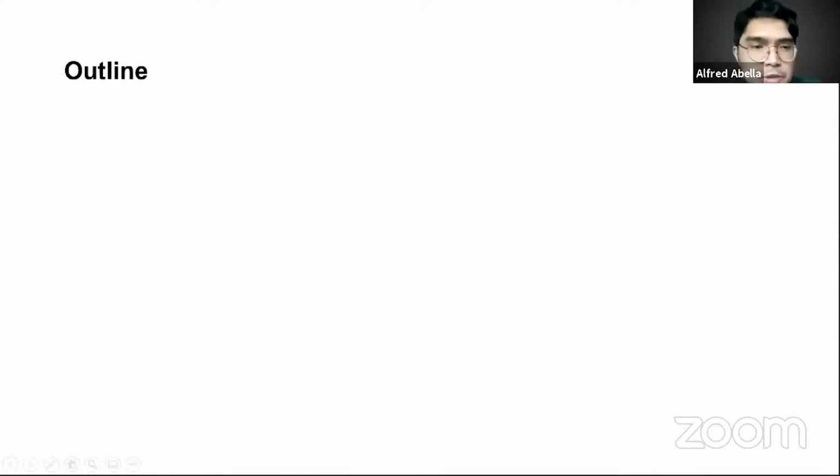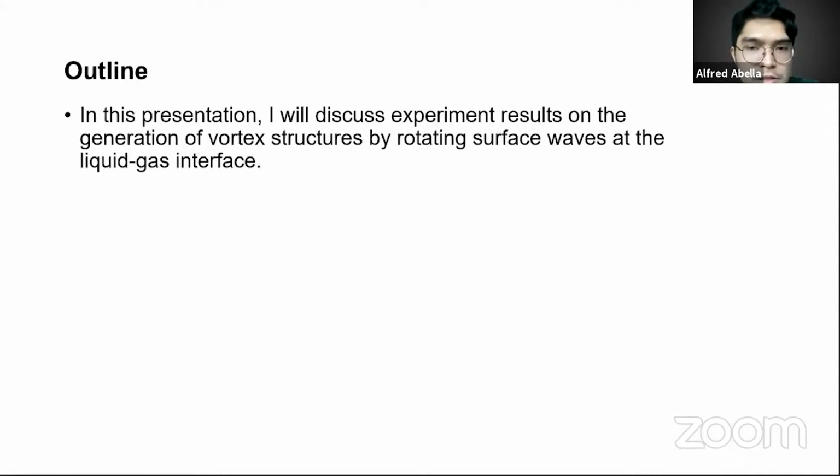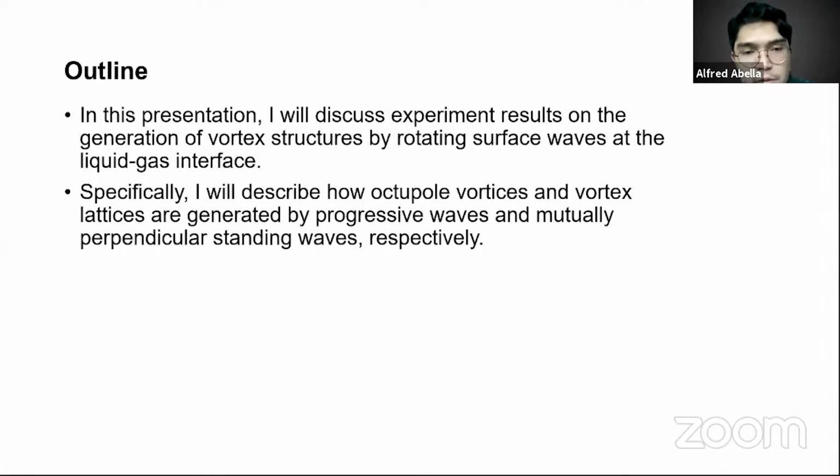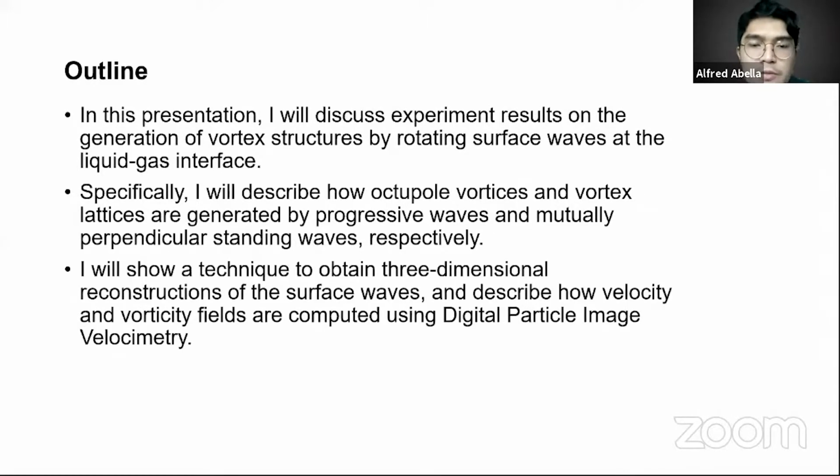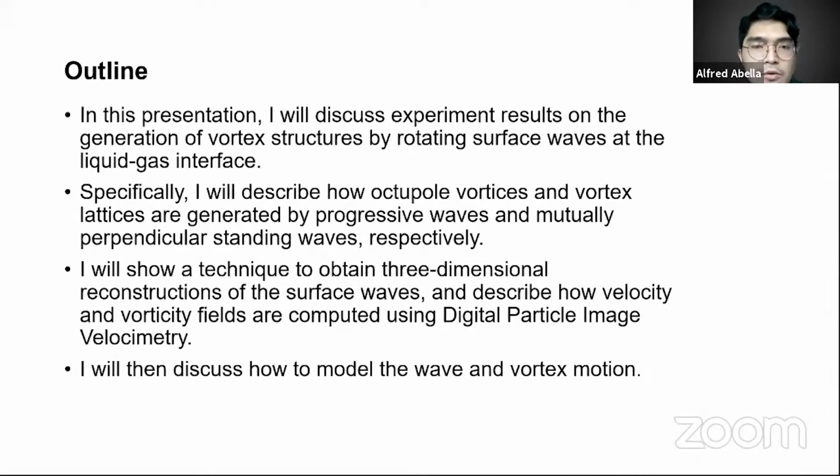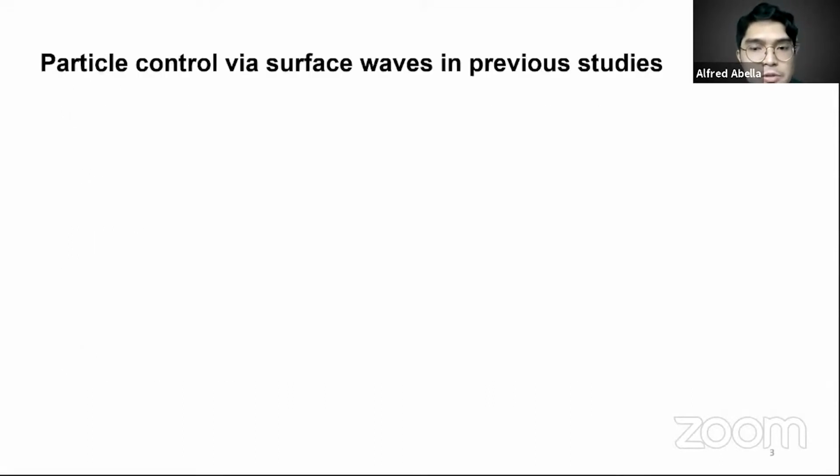So to outline my presentation, I will first discuss experiment results on the generation of vortex structures by rotating surface waves at the liquid-gas interface. Specifically, I will describe how octupole vortices and vortex lattices are generated by progressive waves and mutually perpendicular standing waves, respectively. Then I will show a technique to obtain three-dimensional reconstructions of the surface waves and describe how velocity and vorticity fields are computed using digital particle image velocimetry. And then lastly, I will discuss how to model the wave and the vortex motion.